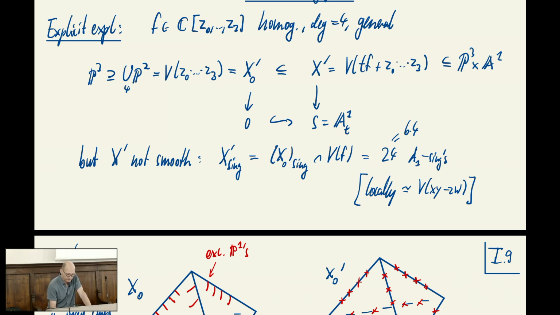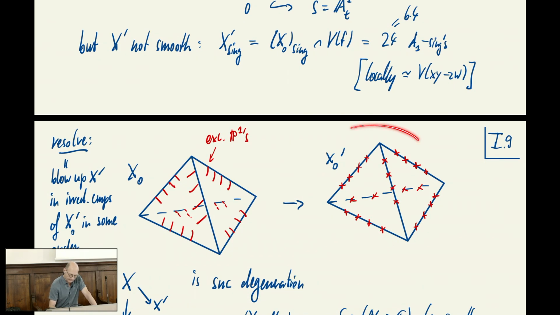The reason is that x prime is still singular. If f is general, then it has 24 A1 singularities. These are at the points of intersection of the singular locus of the central fiber. So that's a union of 6 lines, 6 P1s. And on each line, you have the zero locus of a degree 4 polynomial, that's 4 points. 6 times 4 is 24. So you have 24 A1 singularities.